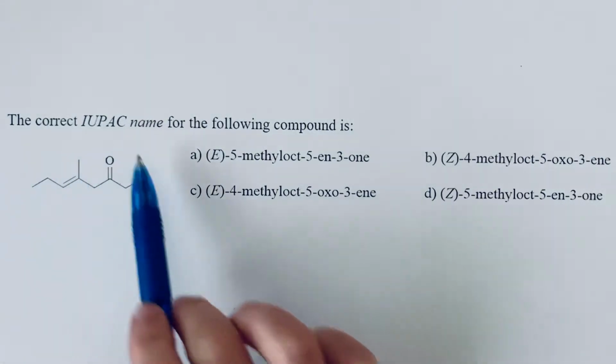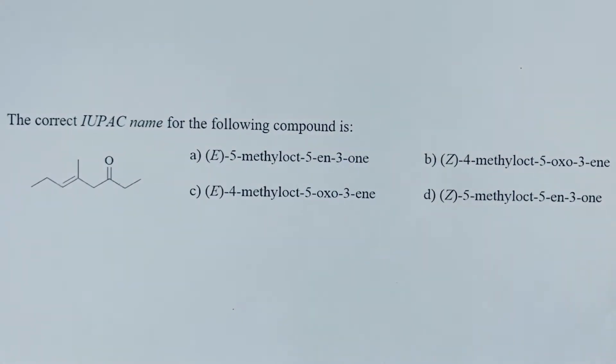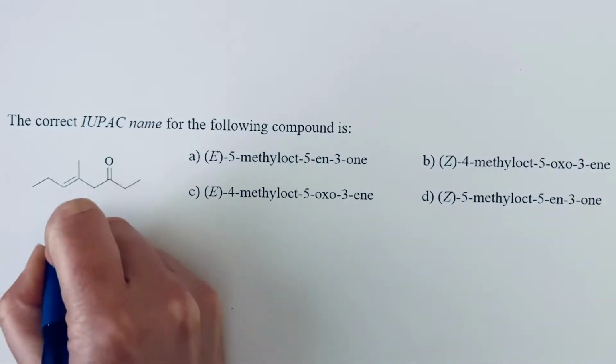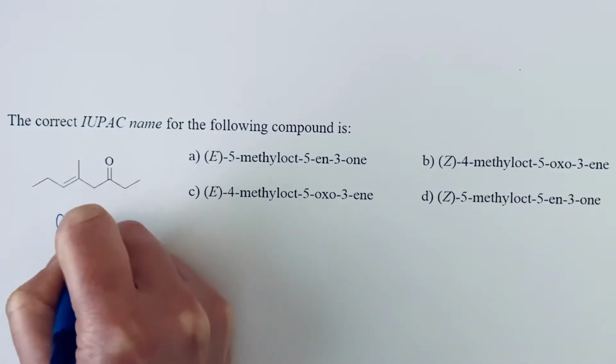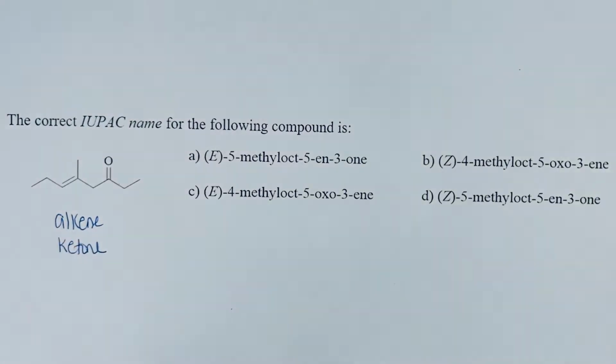So the correct IUPAC name for the following compound is... What we see here is a molecule that contains two functional groups. We have an alkene and a ketone. Whenever you're naming a molecule that has more than one functional group, the first thing you need to do is decide which functional group takes priority.